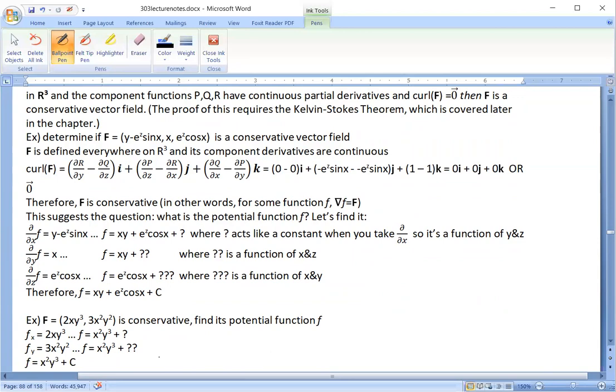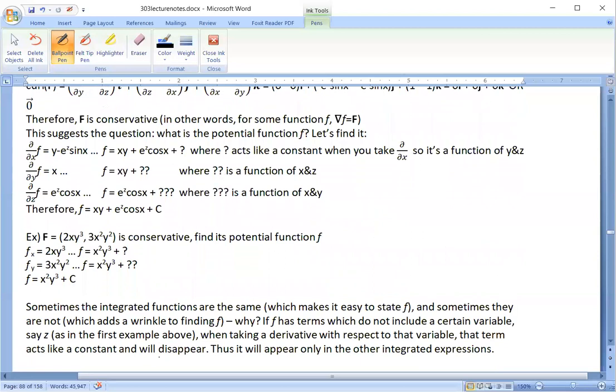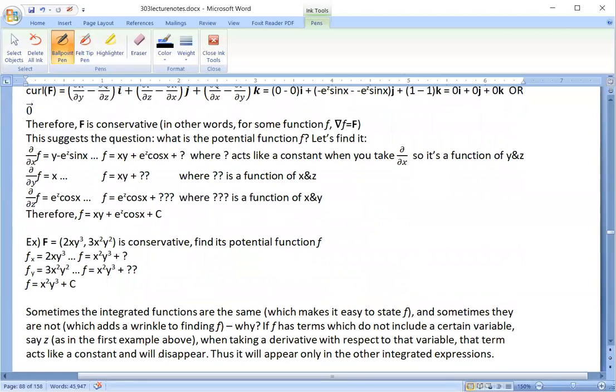So let's reflect back on this solving process. Sometimes the integrated functions are all the same, like in the second example, and that makes it very easy to state f. But sometimes they're not, which adds a wrinkle to finding f. Now, why does this happen? If f has terms which do not include a particular variable, for example, z, then when you take a derivative with respect to that variable, that term acts like a constant and will disappear. So it will be missing in one expression, but it'll appear in the other expressions. And that's why you have to do this little bit of detective work and zipping things together.